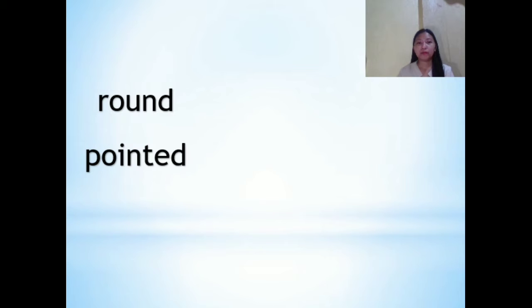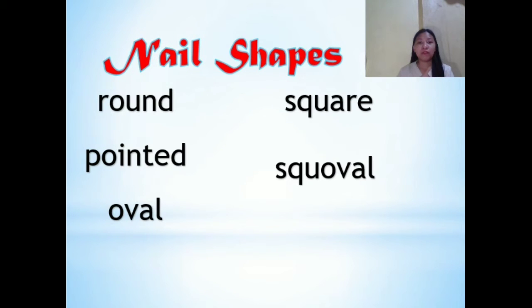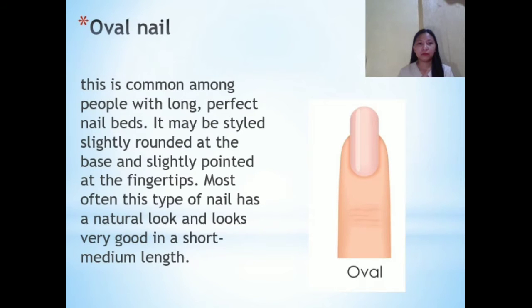Very good. So in the previous activities, we encountered the words like round, pointed, oval, square, and scoval. These are some of the basic or most common nail shapes.